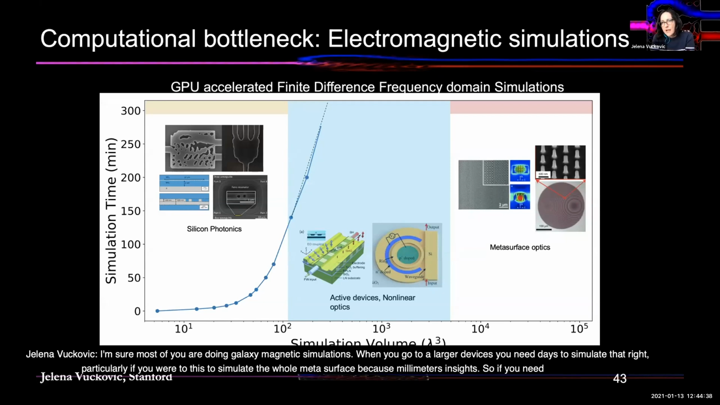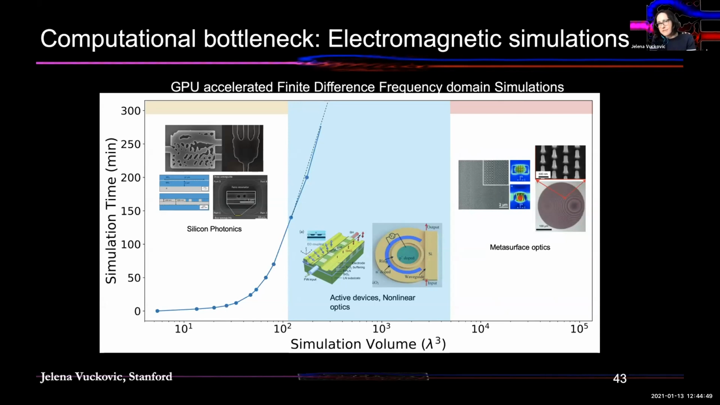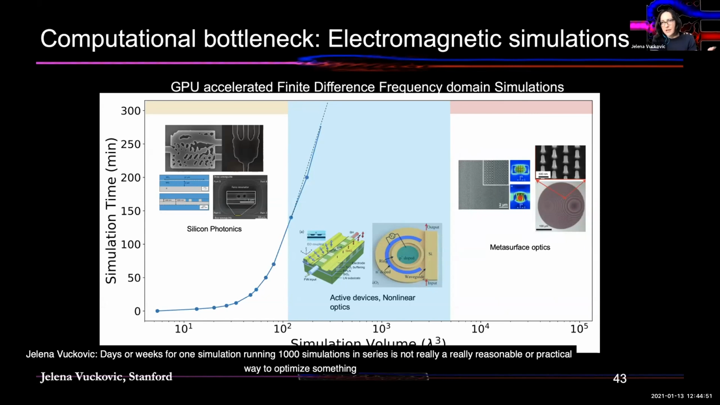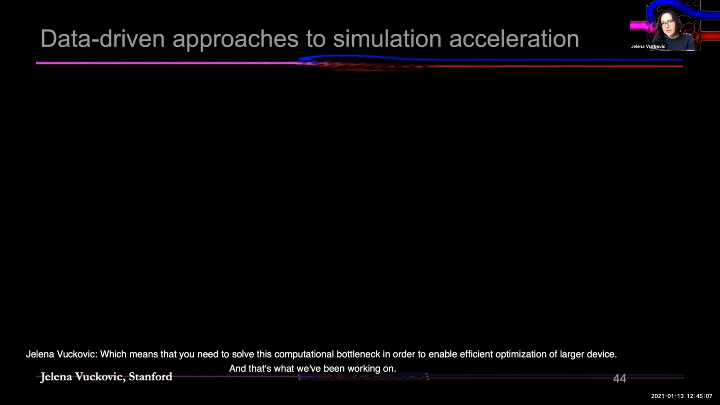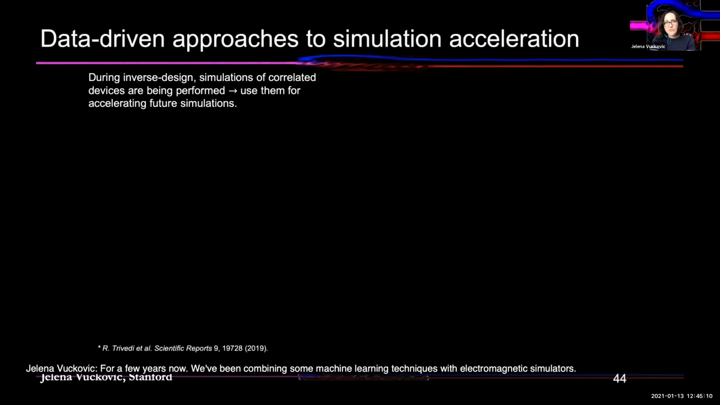I'm sure most of you are doing electromagnetic simulations. When you go to larger devices, you need days to simulate them, right? Particularly if you were to simulate the whole metasurface, which is millimeters in size. If you need days or weeks for one simulation, running 1,000 simulations in series is not a reasonable or practical way to optimize something, which means you need to solve this computational bottleneck in order to enable efficient optimization of larger devices. And that's what we've been working on for a few years now.